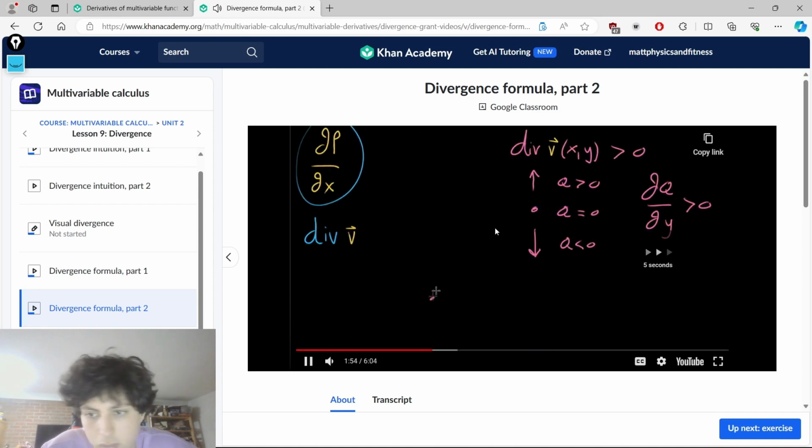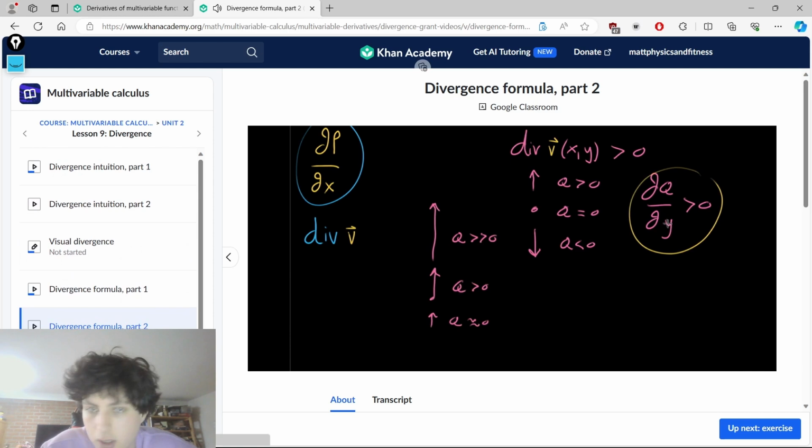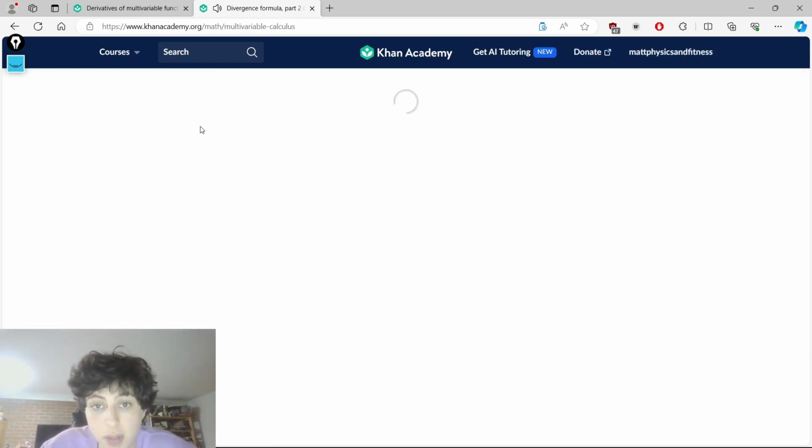Where maybe you actually have a vector attached diverging away from a point. And once again, understand the idea that the partial derivative of Q with respect to y being greater than 0 seems to indicate divergence. I think I can do it though.